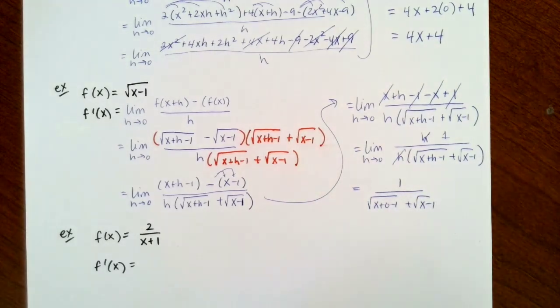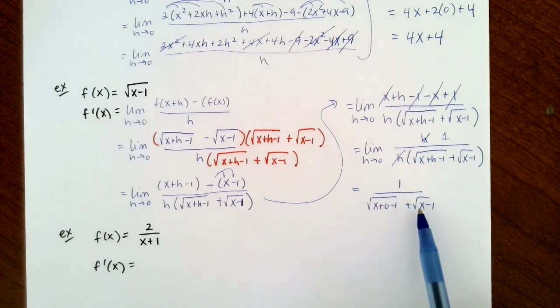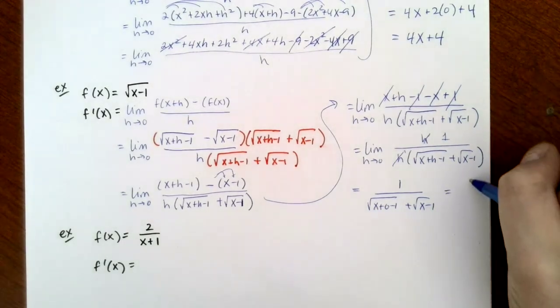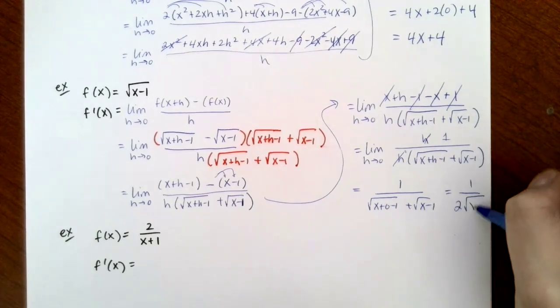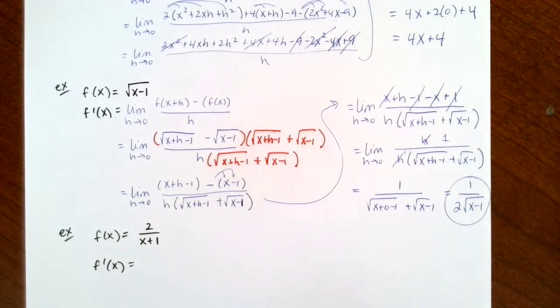So we could write this answer in a couple different ways. You could leave the denominator just root x minus 1 plus root x minus 1, or you could combine them to 2 root x minus 1. Either of those would be a perfectly good final answer.